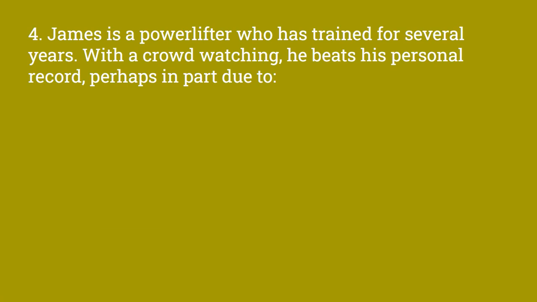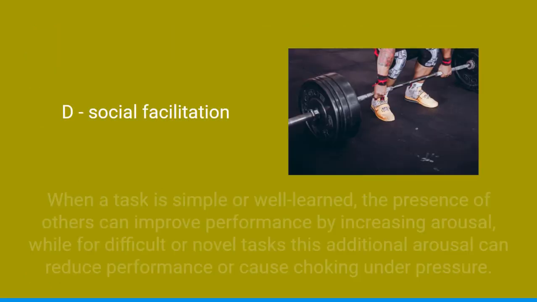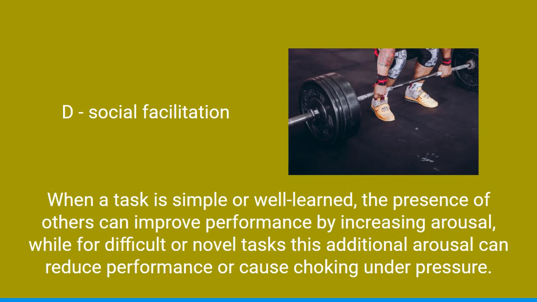James is a powerlifter who has trained for several years. With a crowd watching, he beats his personal record, perhaps in part due to the autokinetic effect, social loafing, the mere exposure effect, social facilitation, social identity theory. And this would be D, social facilitation. When a task is simple or well learned, the presence of others can improve performance by increasing arousal, while for difficult or novel tasks, this additional arousal can reduce performance or cause choking under pressure.